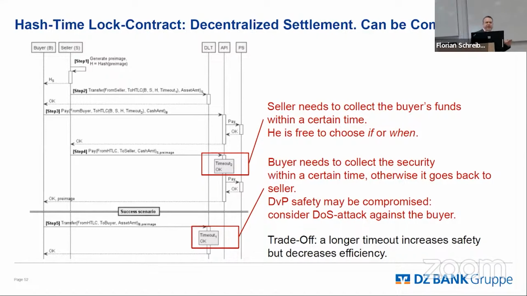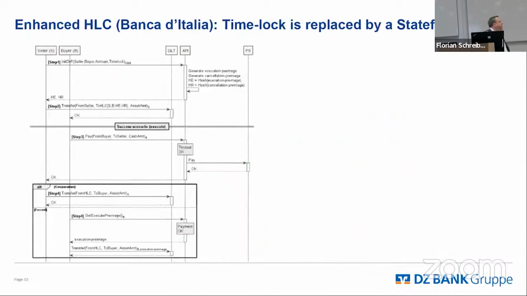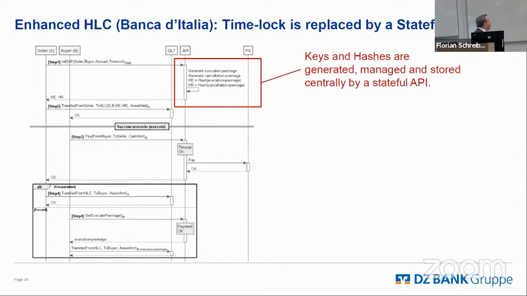The improvement is to get rid of this timeout. And this was here proposed by Banca d'Italia. And what they do is actually you now have two secrets. One secret is the one where the buyer can collect the asset. The other secret is where the seller can collect the asset. So these two secrets are now handled by some kind of API. So there has to be a central service that manages these secret keys.